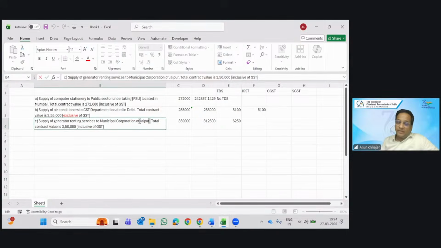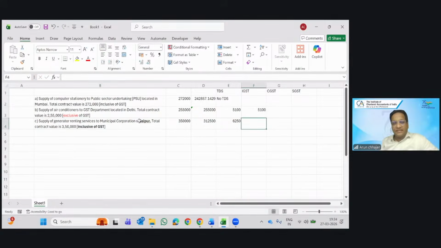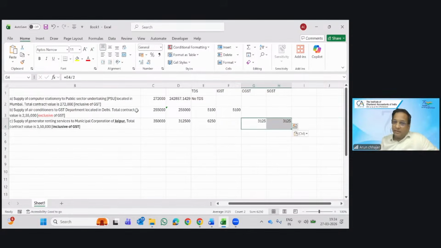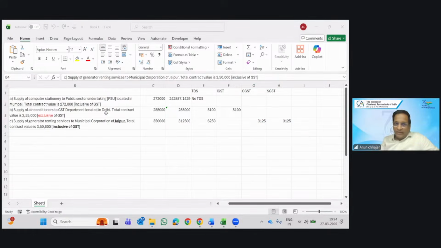Then which tax would be there? Would this supply be IGST supply or intrastate supply? It is intrastate. So half would be CGST, half would be SGST, sorry. So C और S बराबर होगा. It cannot be I because ये intrastate supply है. Is it clear to all? Any doubt on this question? Very simple question. Let's move further.